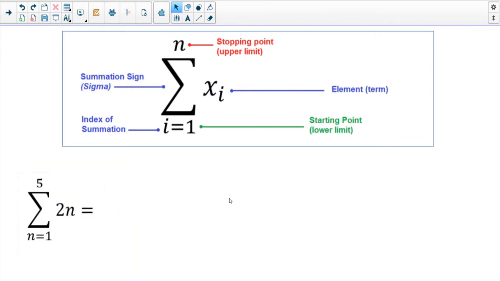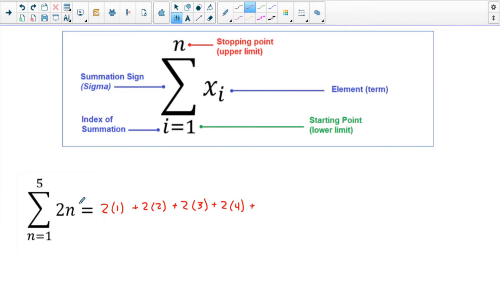Here's my first one. So this is summation notation. This is saying we're going to start with n equal to 1, and we're going to end at 5. And the terms we're using are 2n. So let's start with 1. That's going to be 2 times 1. And then I'm just going to keep adding these terms. Next I would do 2 times 2. Next is 2 times 3. And then 2 times 4. And finally our last one, we're going to stop at 5. This is telling me to stop at 5. So 2 times 5. All right, and that's basically the setup.